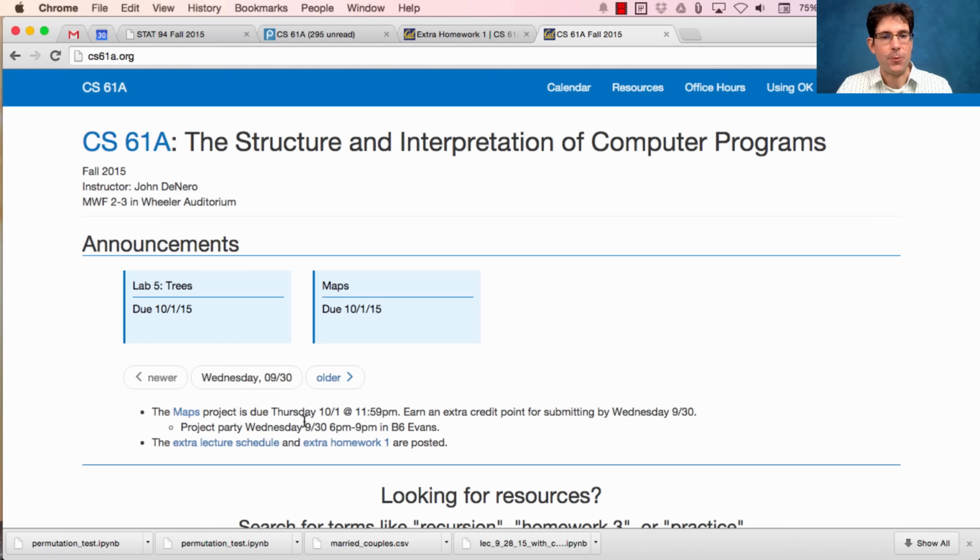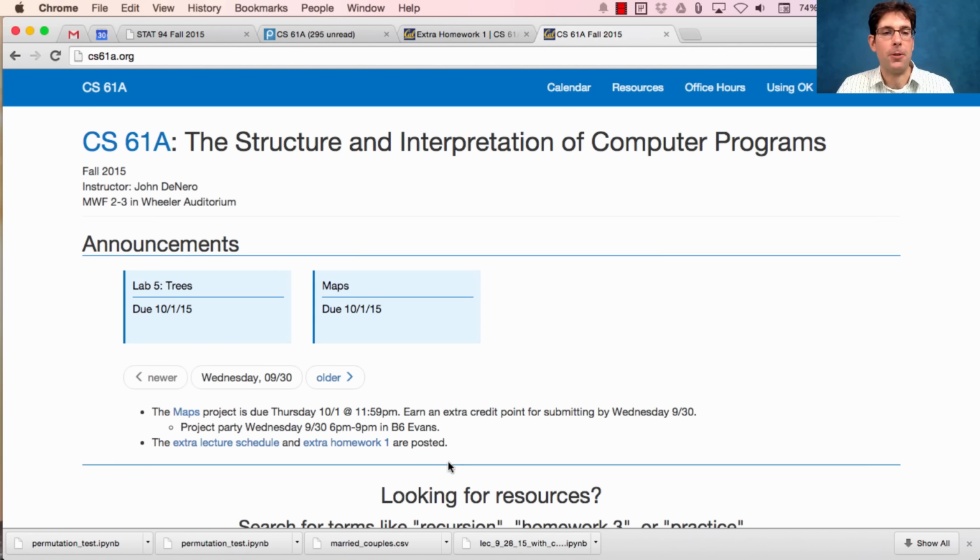The MAPS project is due Thursday, which is tomorrow. You can earn an extra credit point by submitting Wednesday, which is today. To make sure that you can do that, we're holding a project party in addition to regular office hours this evening from 6 p.m. to 9 p.m. in B6 Evans, the regular office hours location.